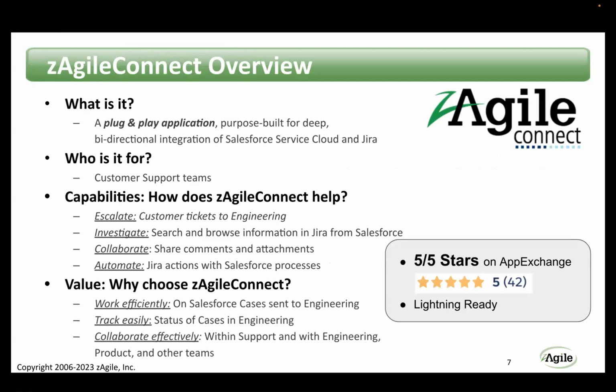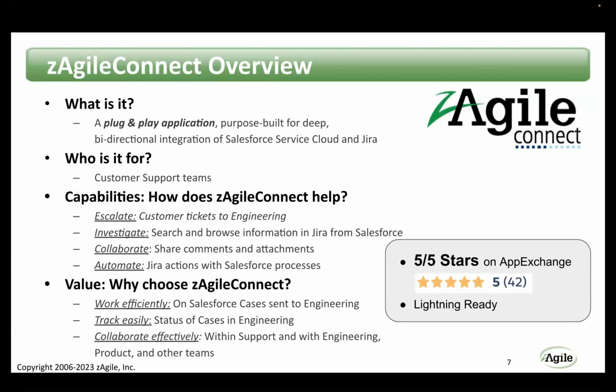So zAgileConnect is a plug-and-play application. It has two components. One is a Salesforce package that you install in Salesforce, and another is a Jira add-on. Both are available from their corresponding marketplaces. And zAgileConnect is primarily focused and designed for customer support teams. Now, how does it help?